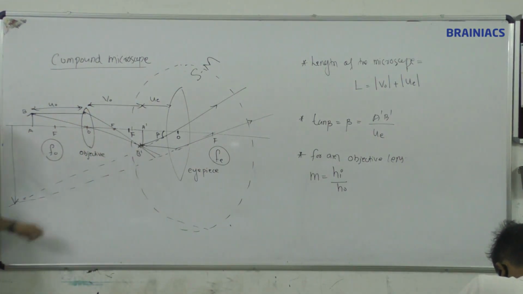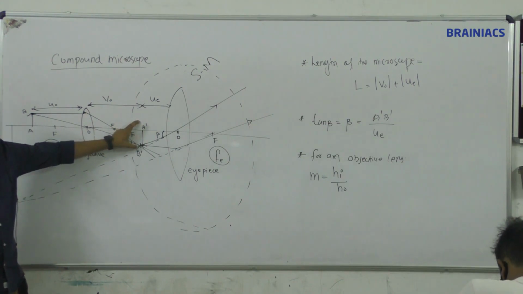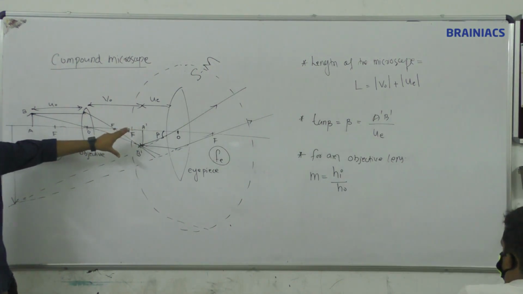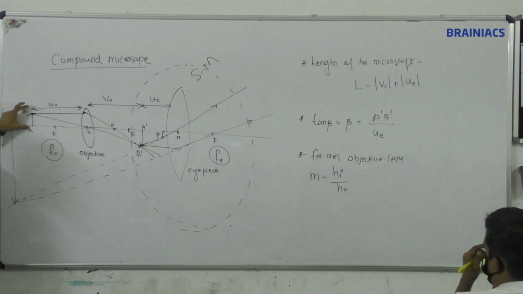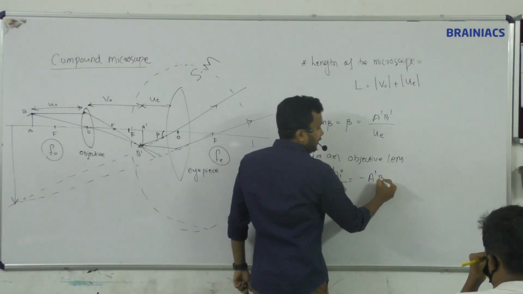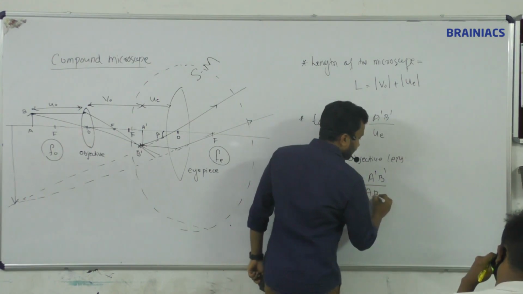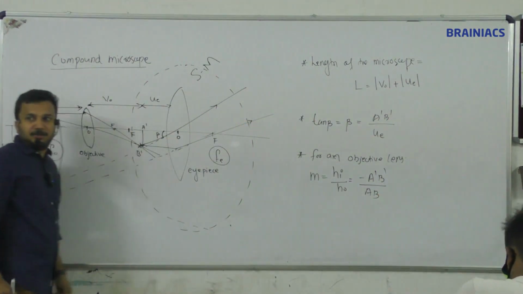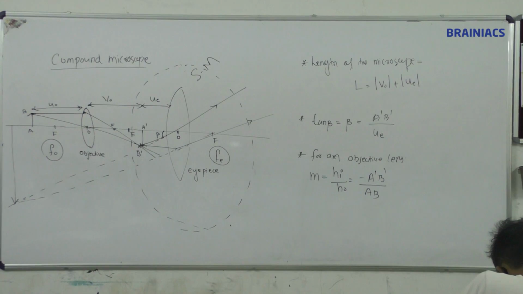What is height of image? Objective lens ആണ്, eyepiece അല്ല. A dash B dash ഇത് inverted ആണ്, so അത് negative ആണ്. Next one is object is straight AB, so I'm writing as minus of A dash B dash divided by AB. This I know the magnification, height of image by height of object.